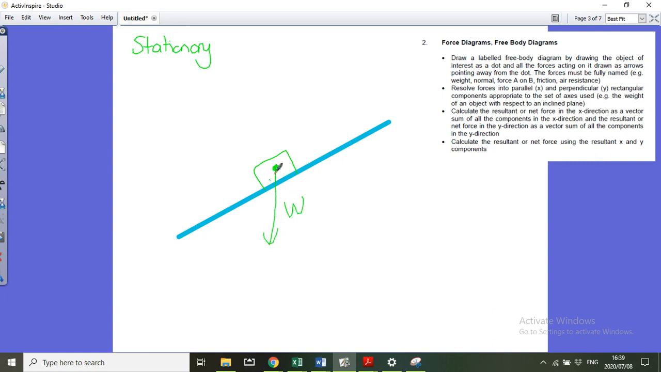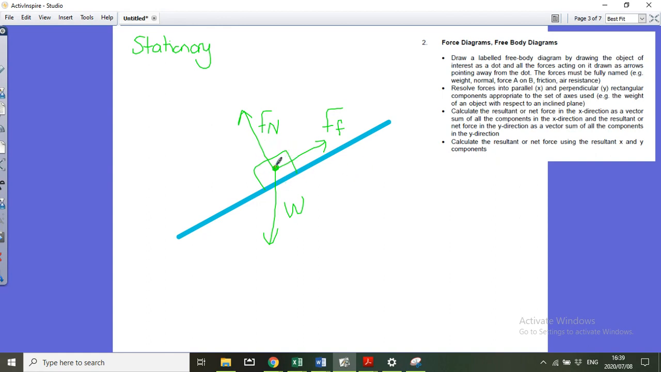Anything extra you can put in as dotted lines, but don't put it in as solid lines, because then for every extra force you'll lose a mark. So that will be my weight, as I said earlier. That will be your normal force, and that will be your force of friction.